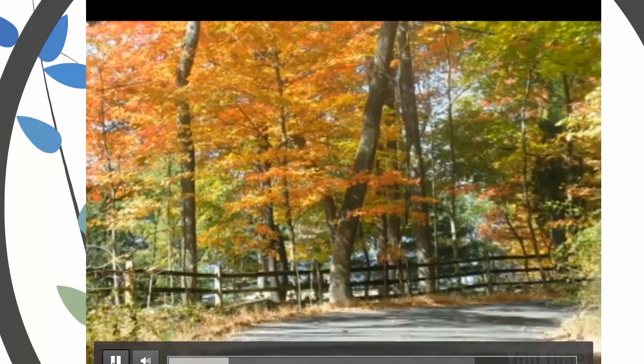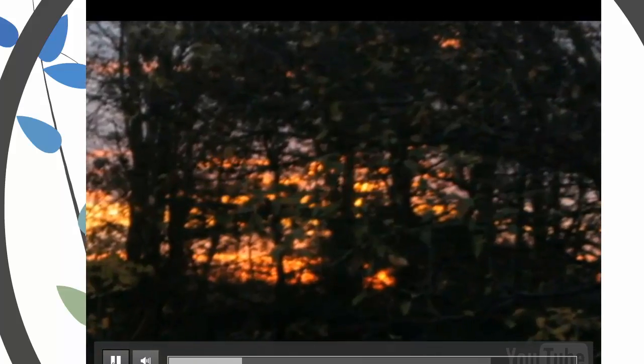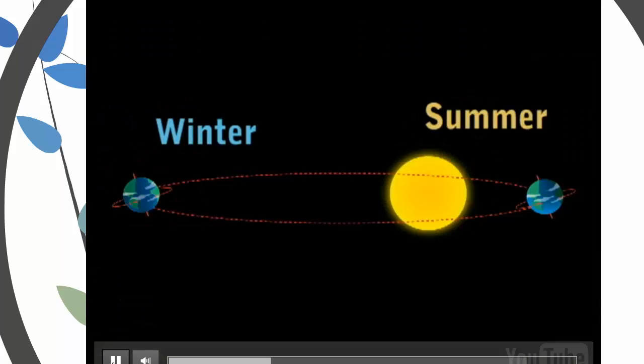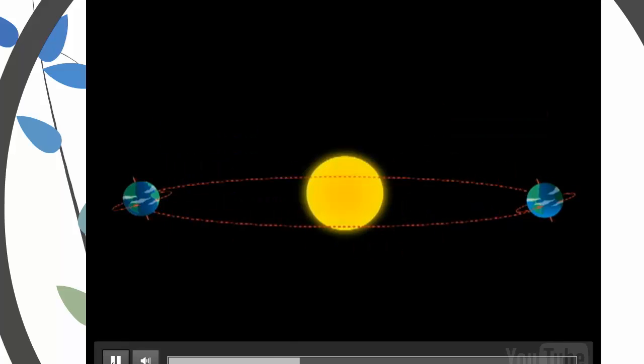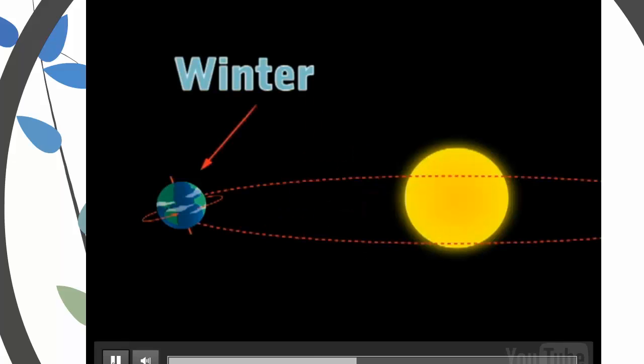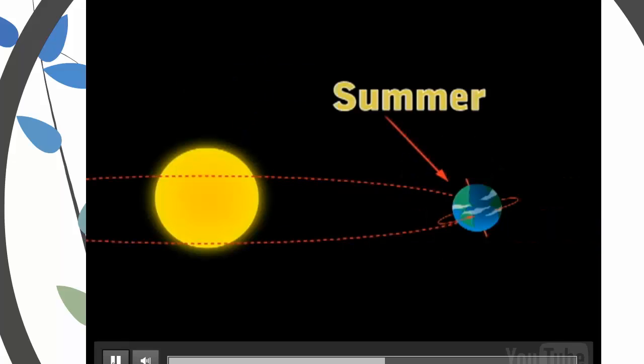Not everybody knows what exactly causes the changes of the seasons. Some people think that it is wintertime when the Earth is farther away from the sun, which is why it's cold. However, the Earth's orbit is almost a perfect circle. The real reason is the Earth's axis. The Earth is tilted, and it is winter in the northern hemisphere when the northern hemisphere is tilted away from the sun, and it is summer when it is tilted toward the sun.